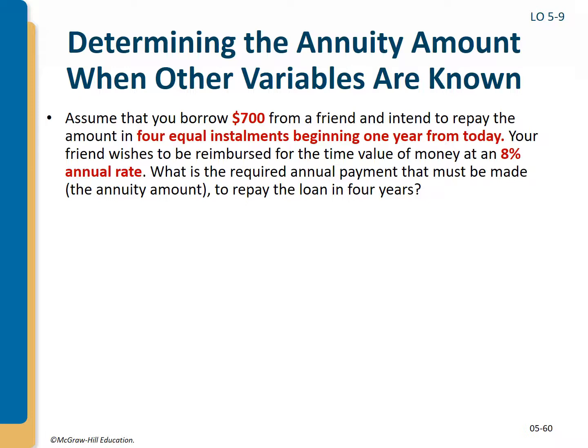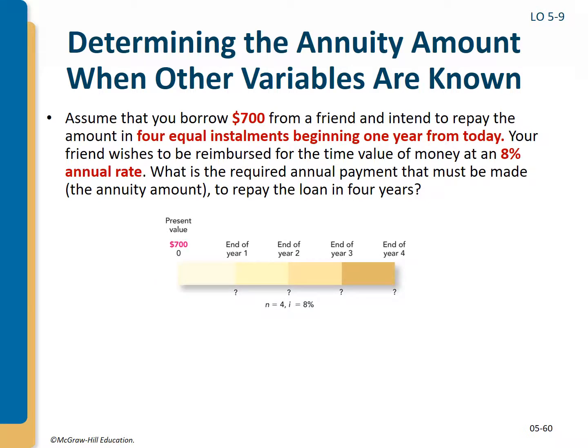8% interest. How many periods? 4. Okay, so we take $700, the amount of the present value today, and divide that by 3.31213, the factor, $211.34. So there's a picture of it.